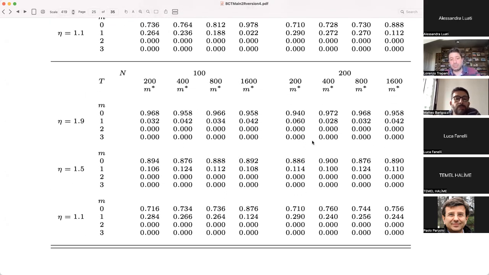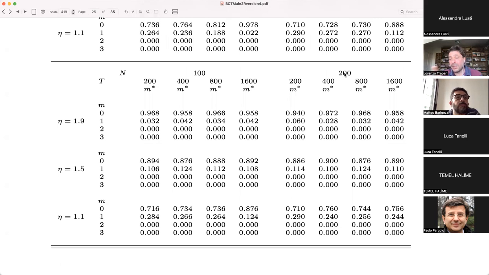And these are our results. As you can see, results deteriorate as eta decreases, they improve as t increases, and they tend to be worse a little bit as n increases. Everything seems to be in agreement with the theory.